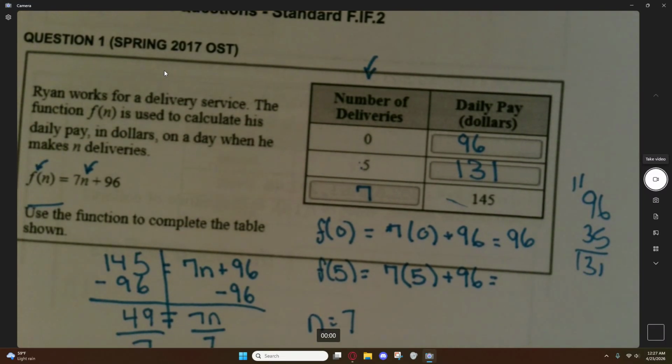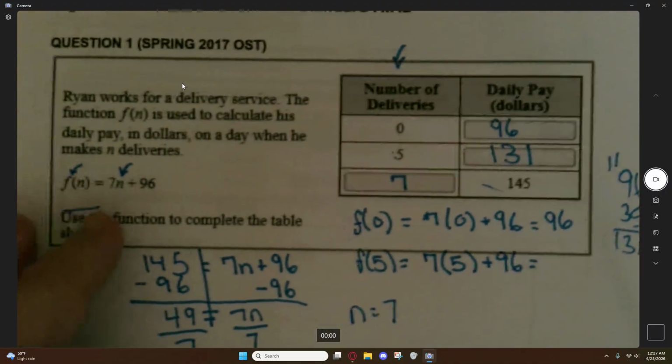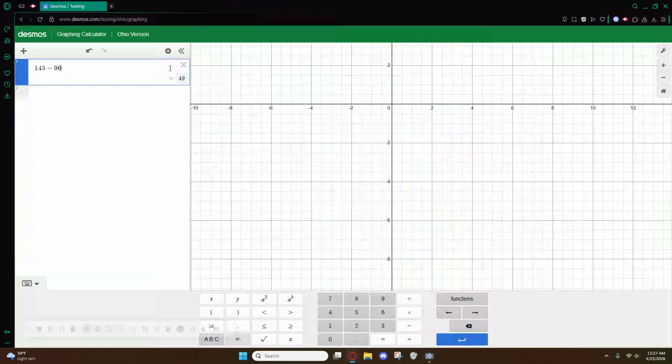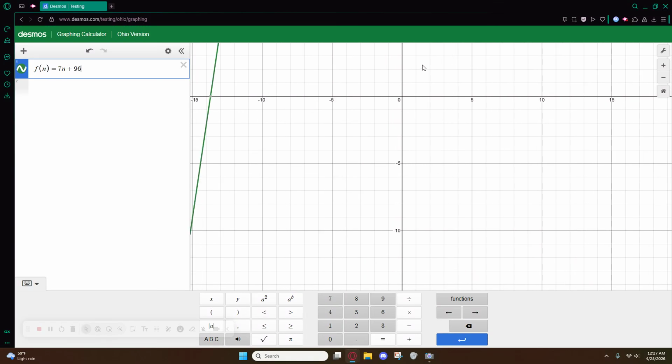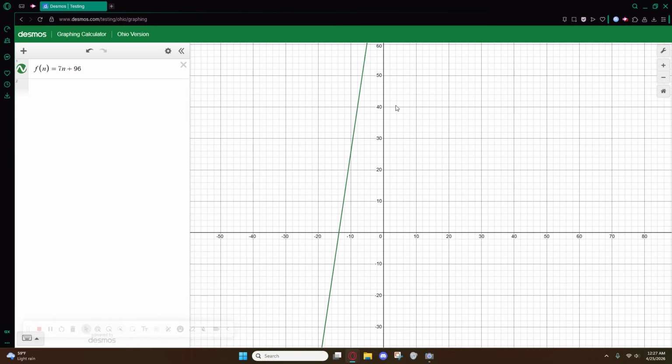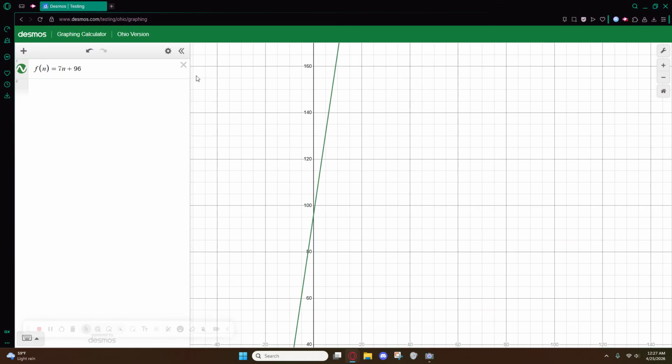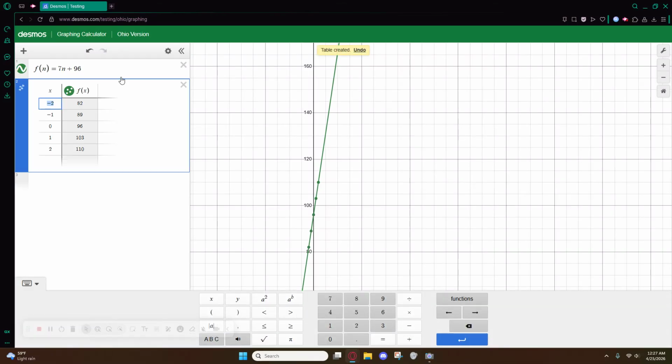This is also something you could do in Desmos. Let's talk about how to do that. Okay, we're given the function f of n equals 7n plus 96. Now, that's going to give you a graph, which is right about here. And what you can do is have Desmos make a table for you. So you're going to hit this cog right here. It says Edit List. And then there's a button here that looks like a table. You're going to click on that.